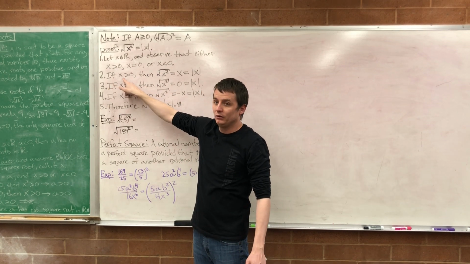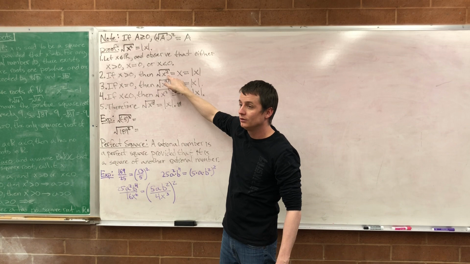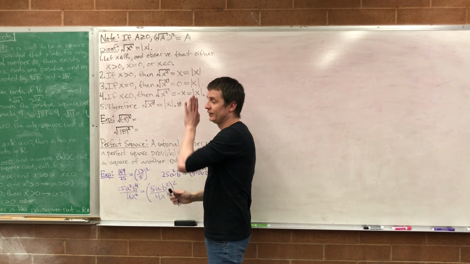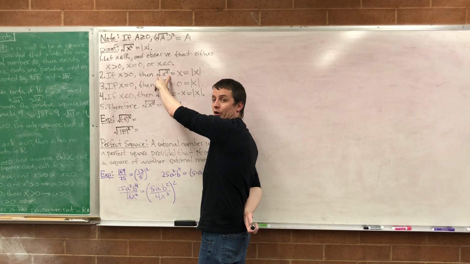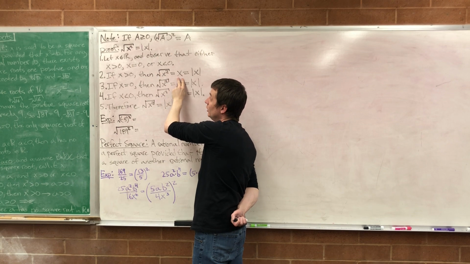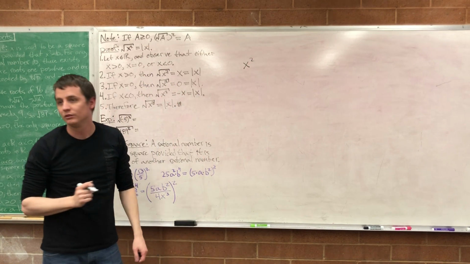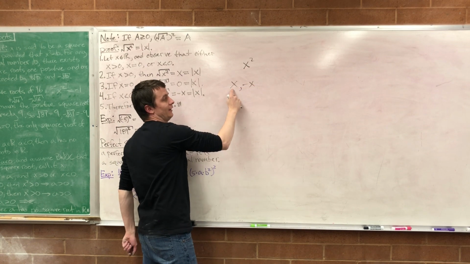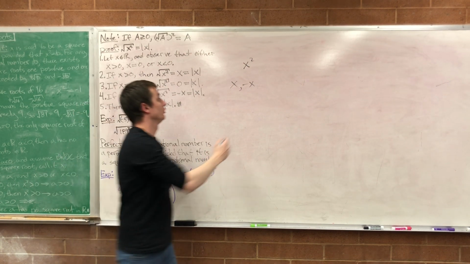If x is greater than 0, then the square root of x squared is just positive. Remember, the positive square root. If x is greater than 0, then the positive square root of x squared is just x. Look, if we have x squared, what are its square roots? x and negative x. Take that, multiply it by itself, I get that. Take that, multiply it by itself, I get that.